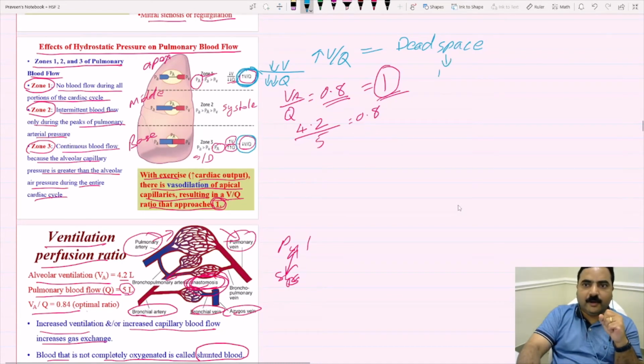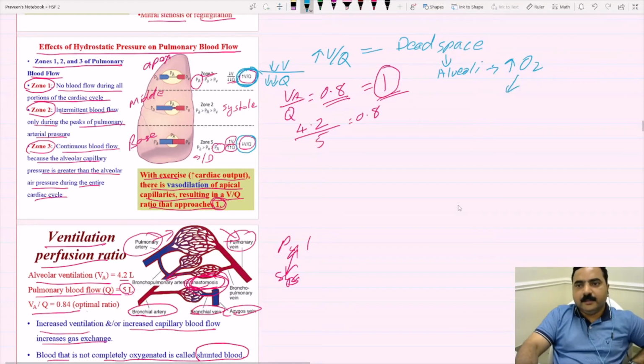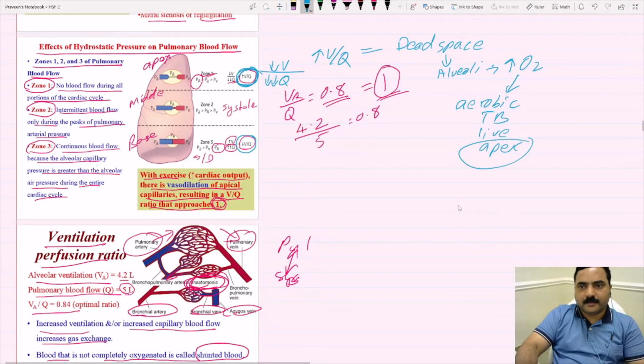So the alveoli will have more oxygen remaining over there, and this helps aerobic bacteria like the TB bacteria to live in the apex. So aerobic bacteria live in the apex. They like the apex.